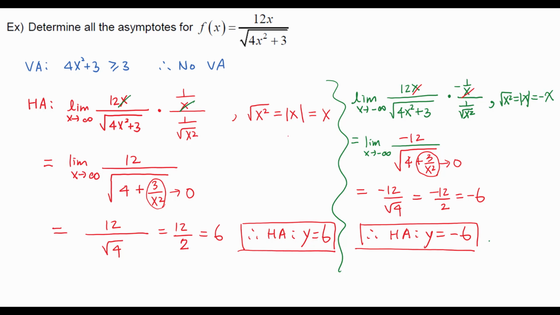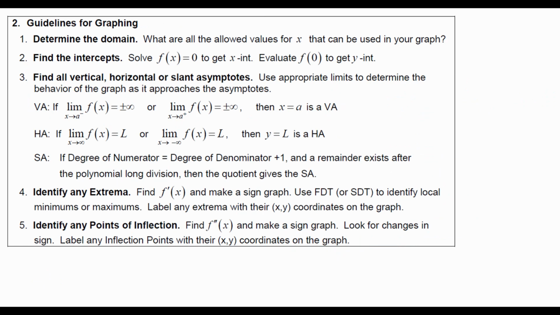How about slant asymptotes? Well, we just learned today that horizontal asymptotes and slant asymptotes cannot happen at the same time. They are mutually exclusive cases. So if you have a horizontal asymptote, that means you cannot have a slant asymptote. Therefore, no slant asymptotes.